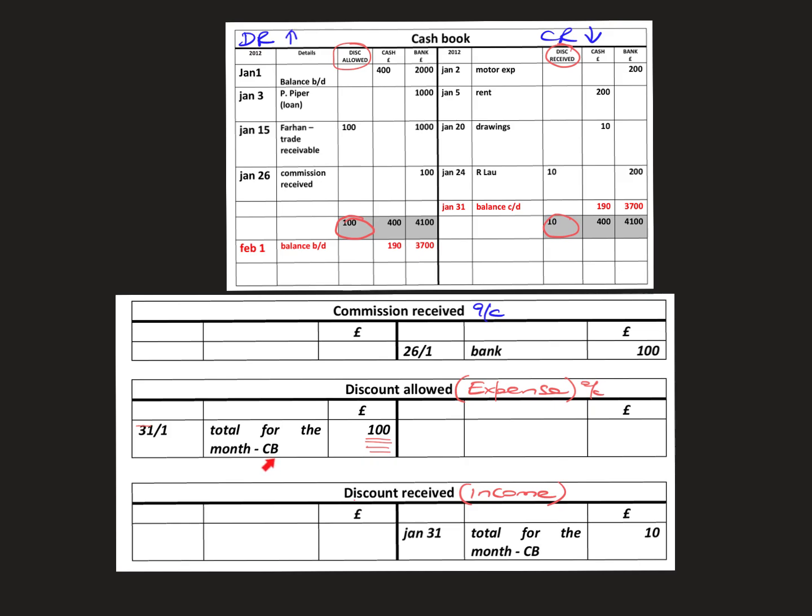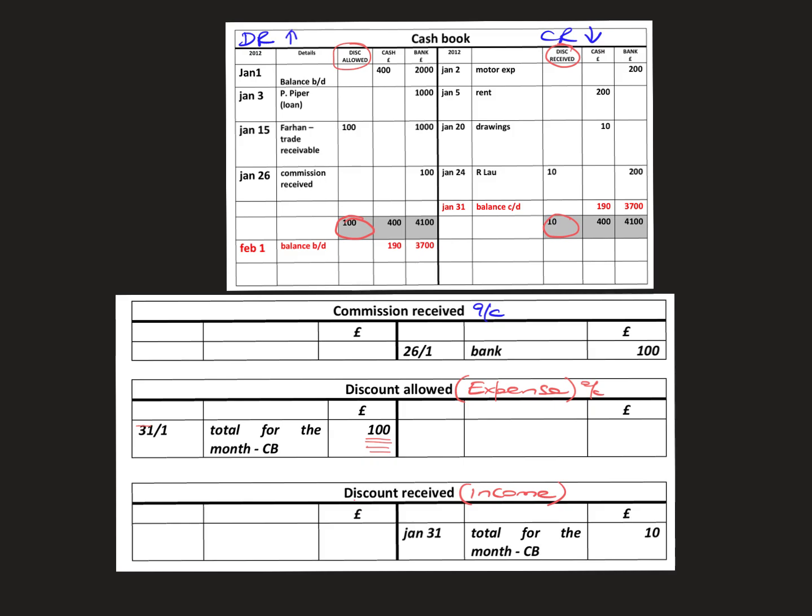So CB here means cash book. Total for the month from the cash book is 100, as shown here. Discount received, total for the month that we are receiving from our suppliers or trade payables, you're only putting one entry. So the books, remember, the books serve a specific purpose.